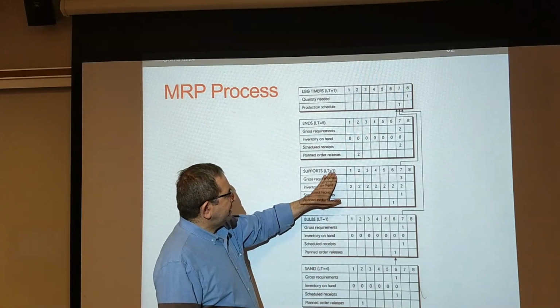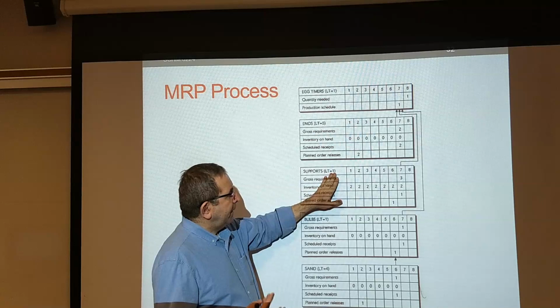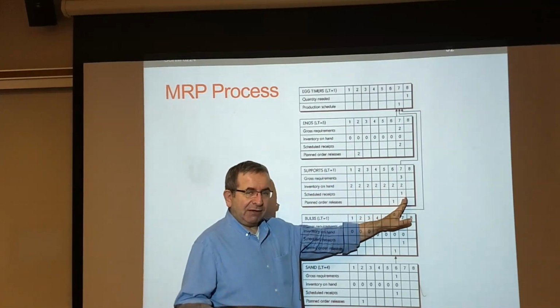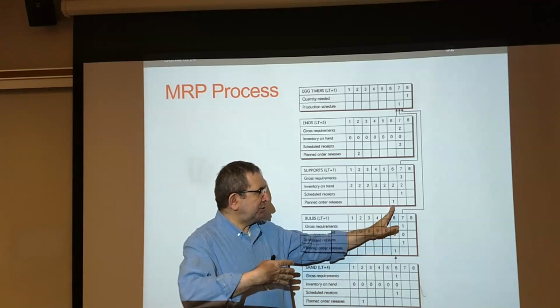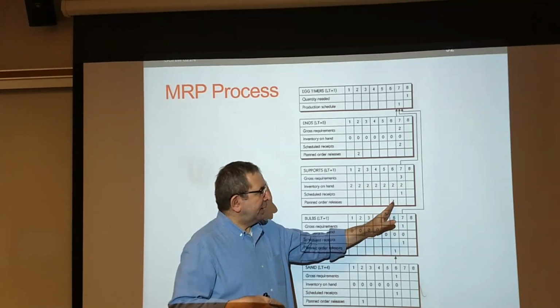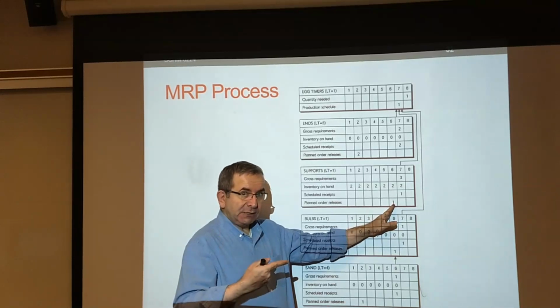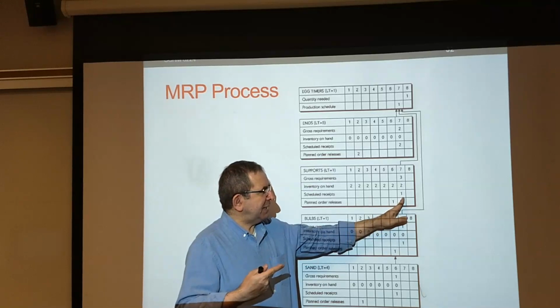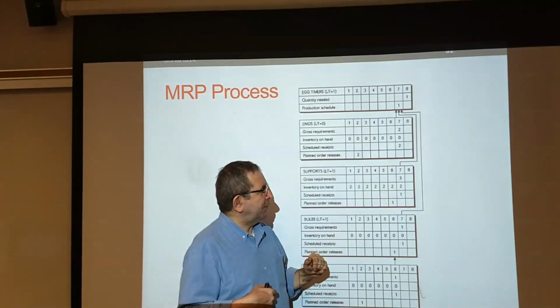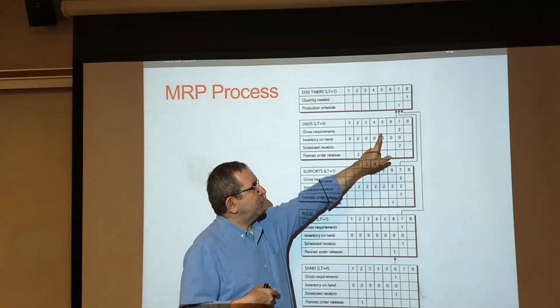So when should I place an order? I look at the lead time. Lead time is 1. So if I want to receive the supports in period 7, I need to order them 1 period ahead of time. So I need to order 1 support in period 6 so that I receive it in period 7, and I'll have a total of 3 supports available for production.